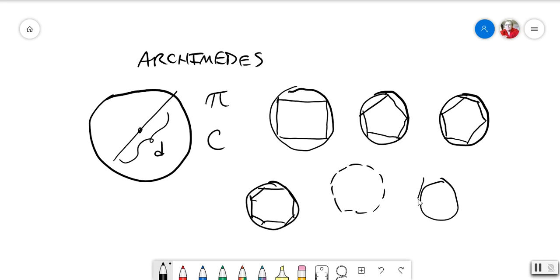Then he circumscribed polygons. Those are polygons that are outside a circle. Boy, it's a bad drawing. Okay. As the polygons have more and more sides, they are approaching, they're going toward the circle. You might say the circle is a limit that these polygons are approaching.